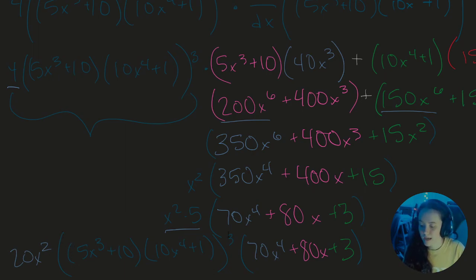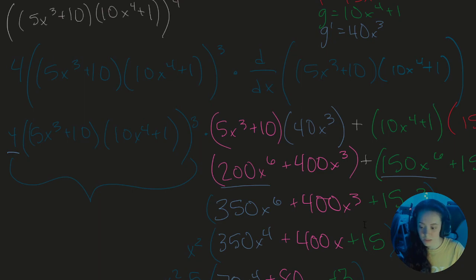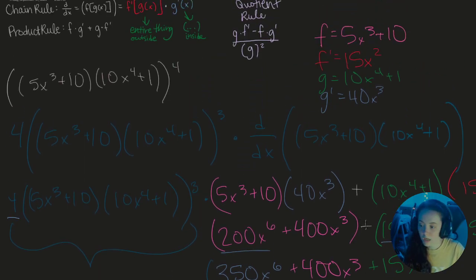So I bring that down and then multiply it times what we found here at the bottom, the 70x to the fourth plus 80x plus 3. And that was what I wanted for the answer. That's it. That's all I wanted. So it was a lot simpler than it looked. So I hope that helps somebody.